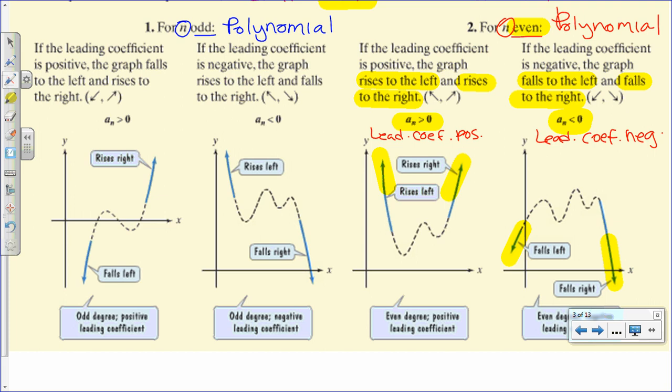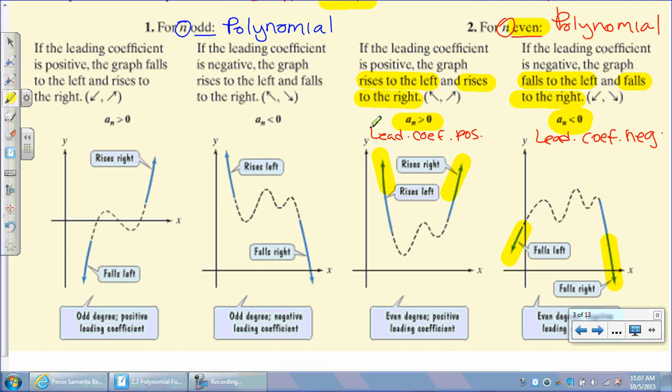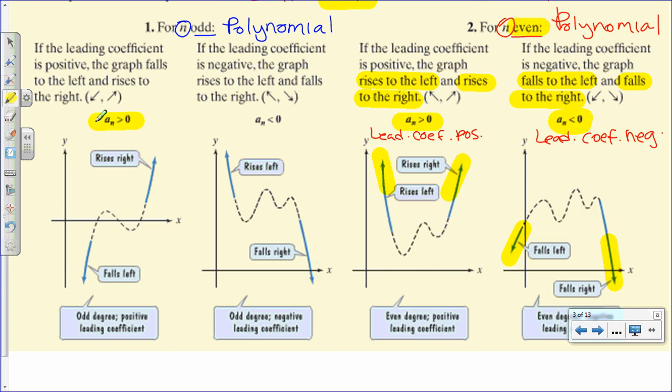Okay, now let's go to polynomials of odd degree. Here we have the example. I can tell you right now that this is a polynomial of third degree, and you will learn why I know that in a minute. So when we have odd polynomials, if the leading coefficient is positive, then it's going to have this type of behavior. And so we refer to it as it falls to the left and it rises to the right.